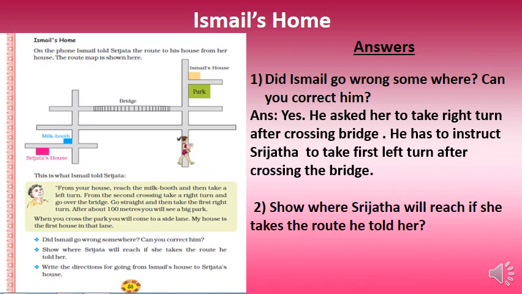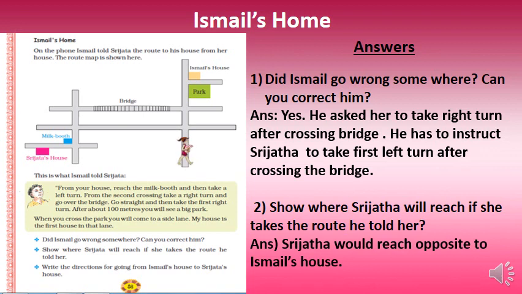Show where Srijata will reach if she takes the route he told her. Where will she reach, ma'am? Srijata would reach opposite to Ismail's house. So this is the opposite end to Ismail's house.